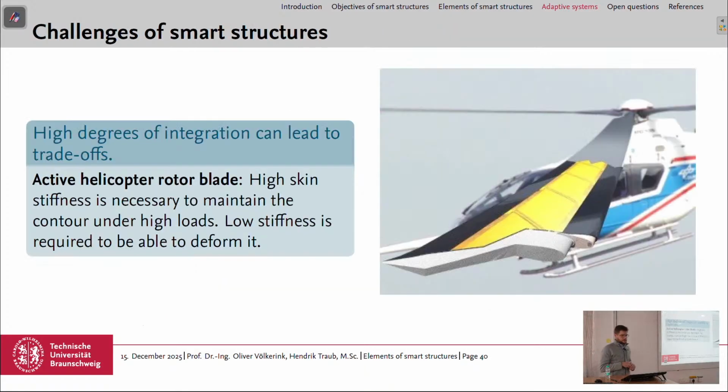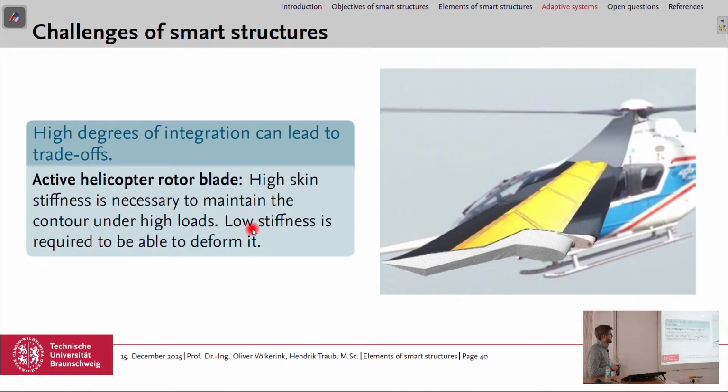So then I think the last learning goal was about the challenges or trade-offs in smart structures, and we can have a look at it with the example of the helicopter rotor blades, because you always have to make trade-offs when you have high degrees of integration. In the example of the active helicopter rotor blade, you need basically a high skin stiffness to bear the aerodynamic loads and to have a good structural system.